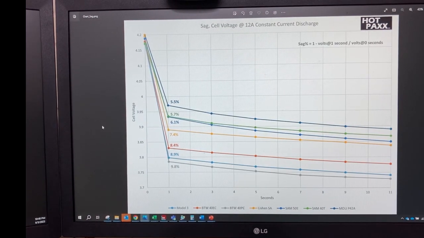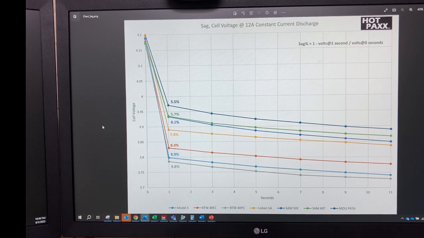So here's a look at the chart for sag. And it would have been good, I guess, to put the resistance values on here. So what I expected was the cell with the least amount of resistance to have the best sag, and the cell with the most amount of resistance to have the worst sag. And they did follow somewhat, but not exactly. So that's interesting to me. So the MOLI cell, P42A, had the least amount of sag at 5.5%.